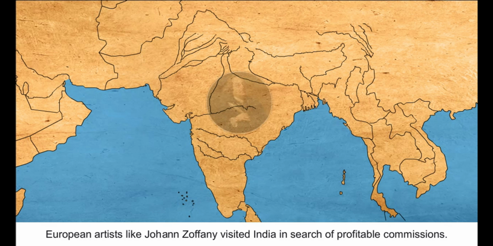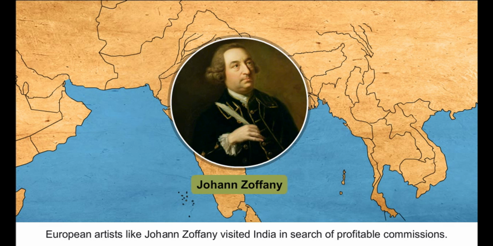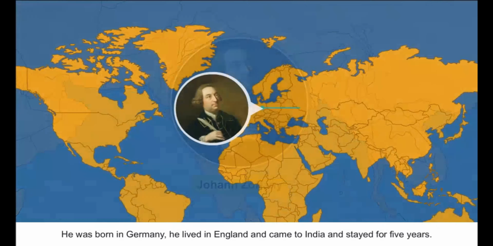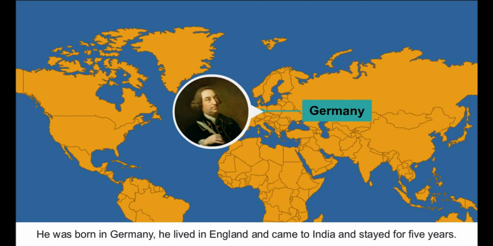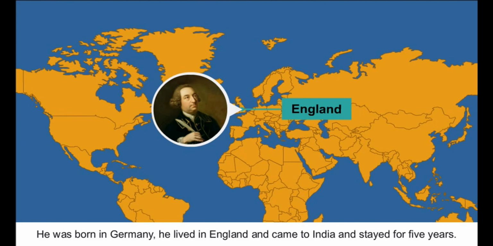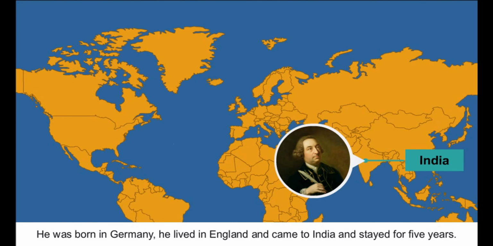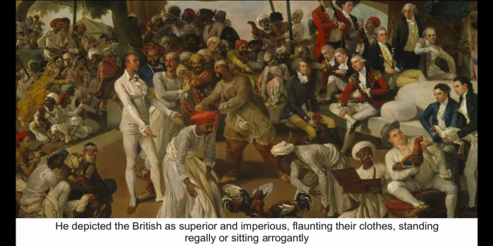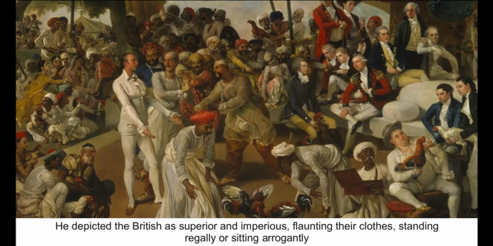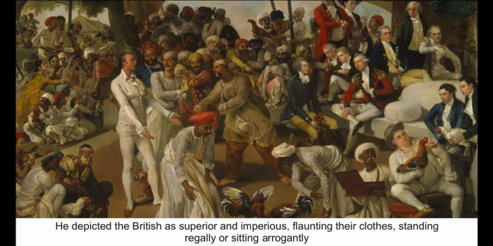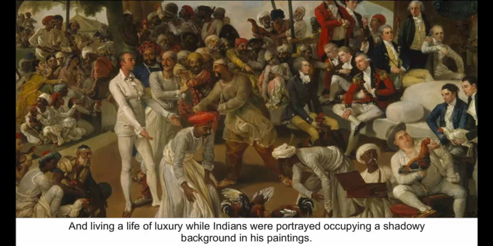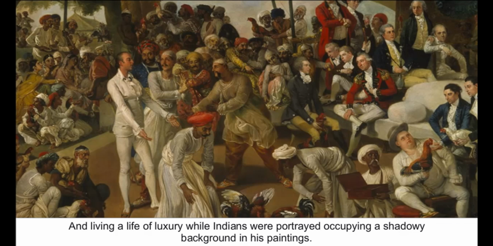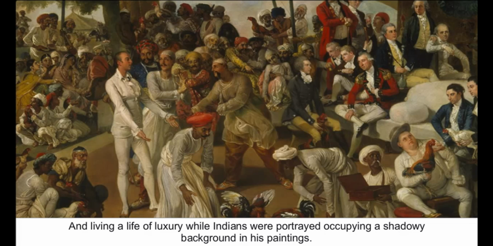European artists like Johann Zoffany visited India in search of profitable commissions. He was born in Germany. He lived in England and came to India and stayed for 5 years. He depicted the British as superior and imperious, flaunting their clothes, standing regally or sitting arrogantly and living a life of luxury, while Indians were portrayed occupying a shadowy background in his paintings.